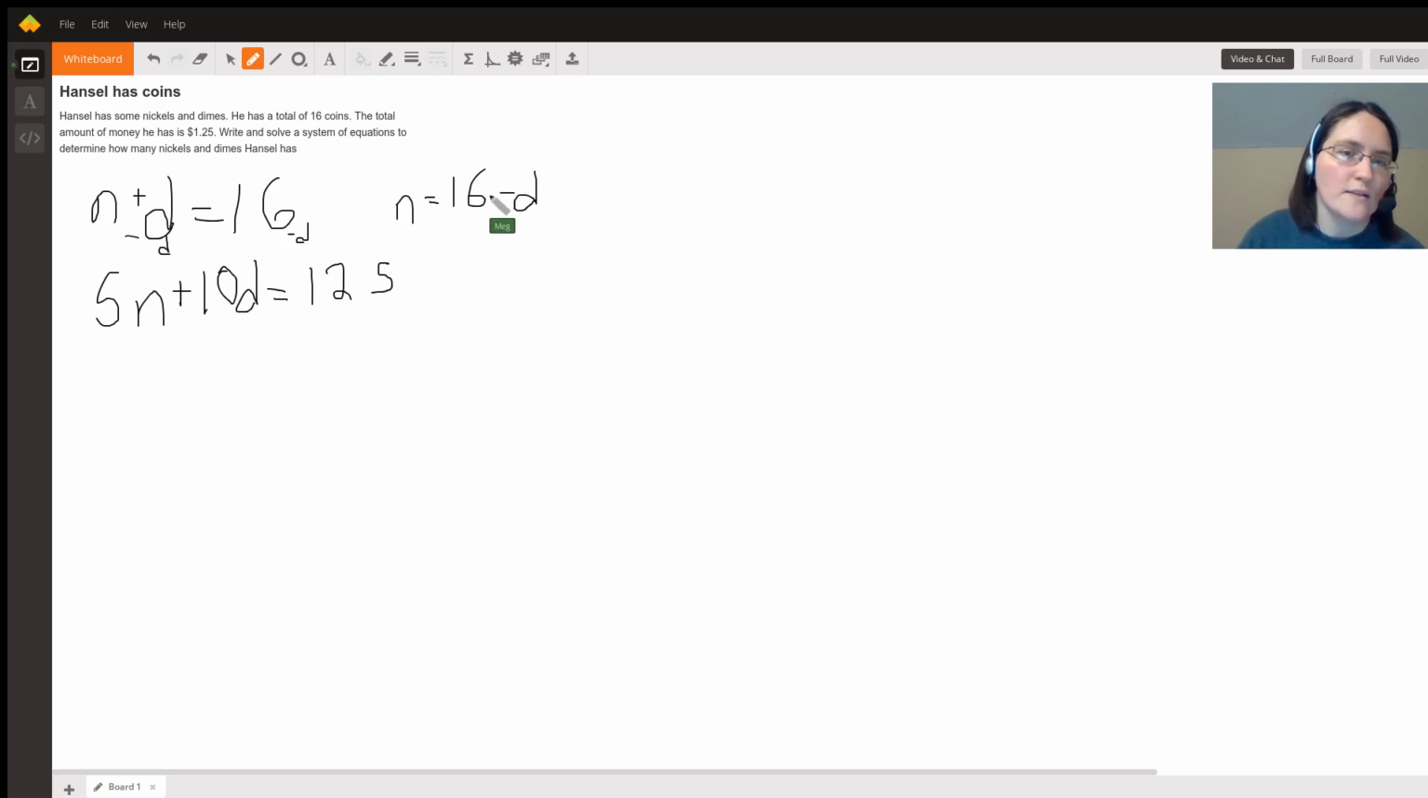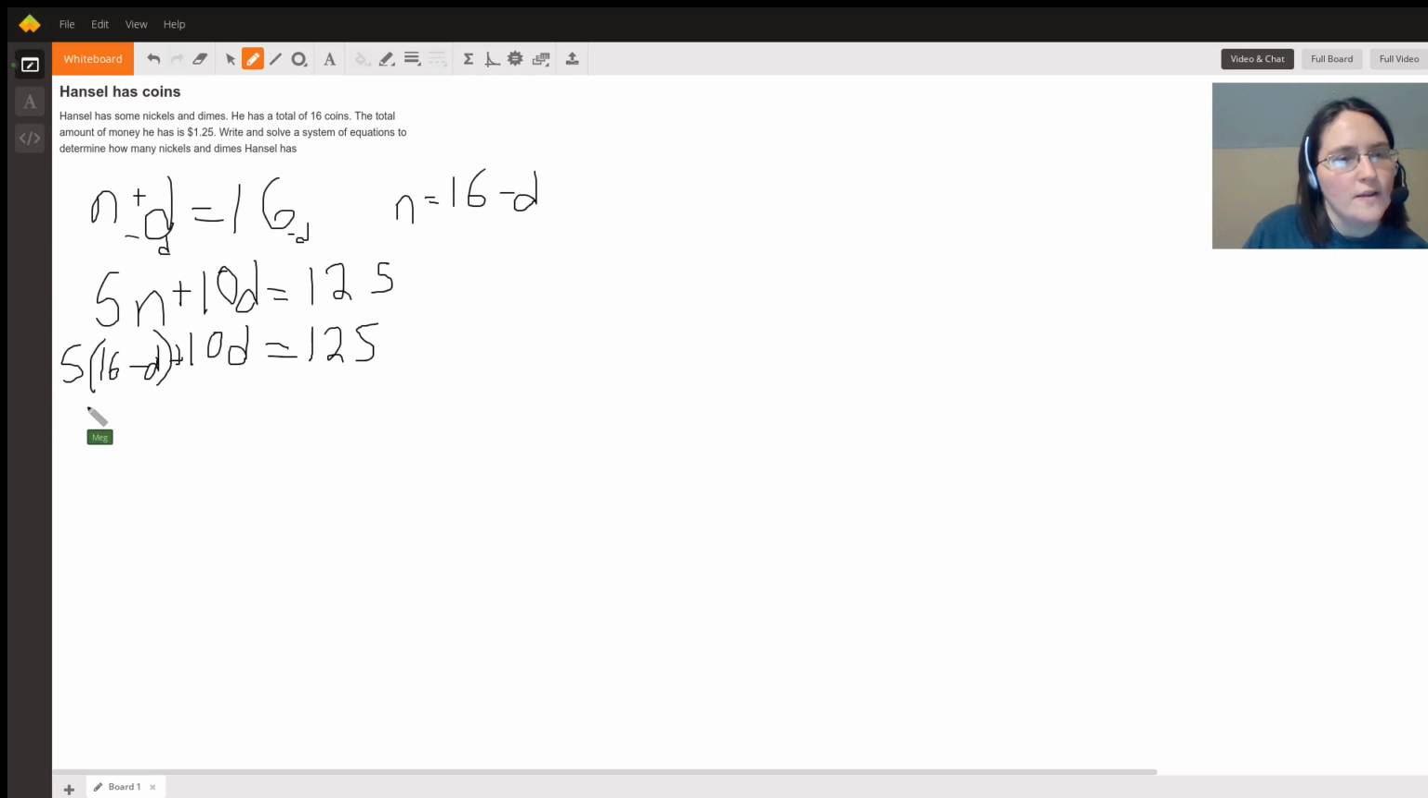So now that we know that n is equal to 16 minus d, instead of writing n over here, I can just write 16 minus d and then copy down the rest of the equation. The reason this is helpful is now I have one equation that has one variable. So when I solve for d, we'll know how many dimes there are, and then I can put that information back into here or here, and it'll tell us how many nickels we have.